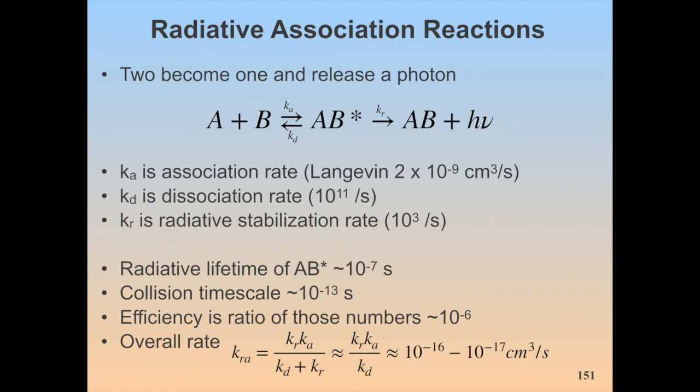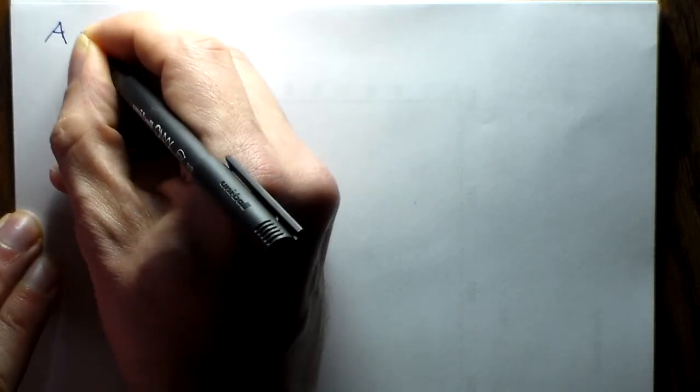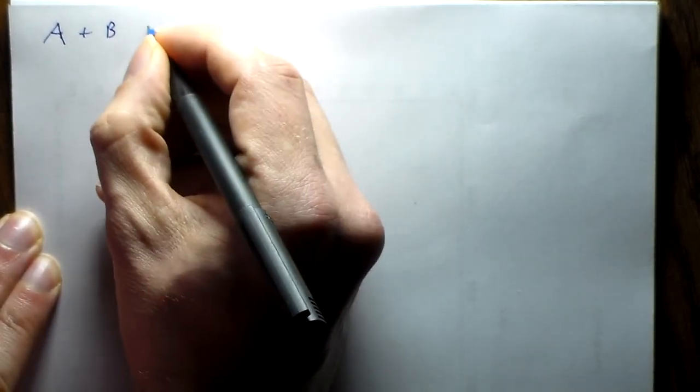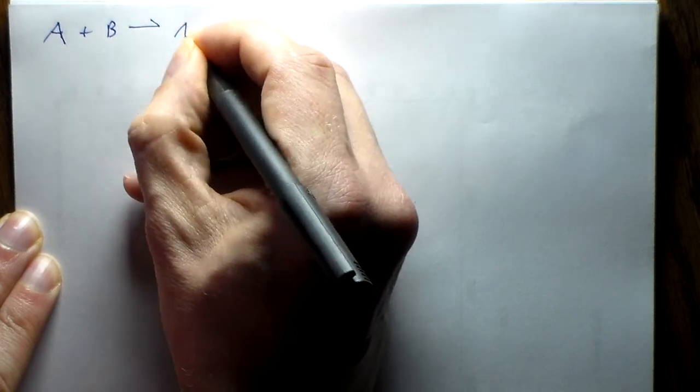Right. And the overall rate is actually given by these equations. And right now I'm going to go to my other self who will show the whole derivation for this. Okay, so I just briefly wanted to show where these rate equations come from. So here I have A plus B going to AB star.